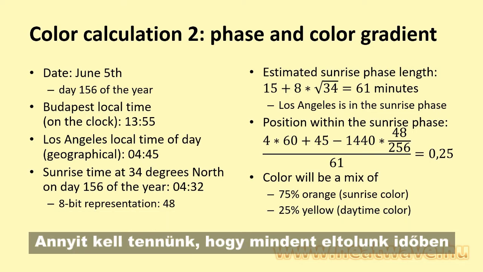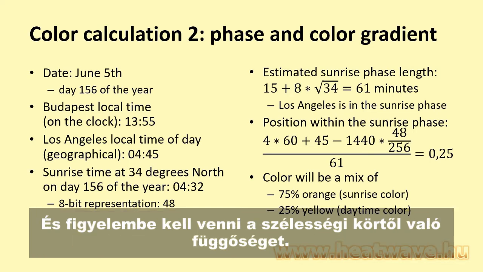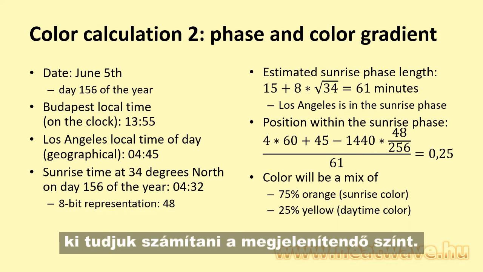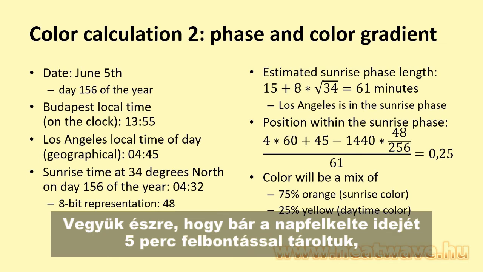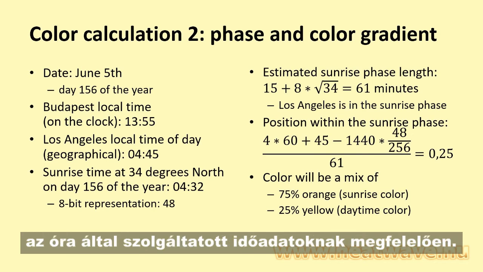So what we need to do is to shift everything according to the delta in longitude between Budapest and Los Angeles. Plus, we must take the latitude dependency into consideration. Once we have identified which phase of the day we have in Los Angeles, we can calculate the current color to show. Note that although sunrise time is stored as a single byte with a resolution of 5 minutes, the color will change with a 1-minute resolution according to the time data provided by the clock.